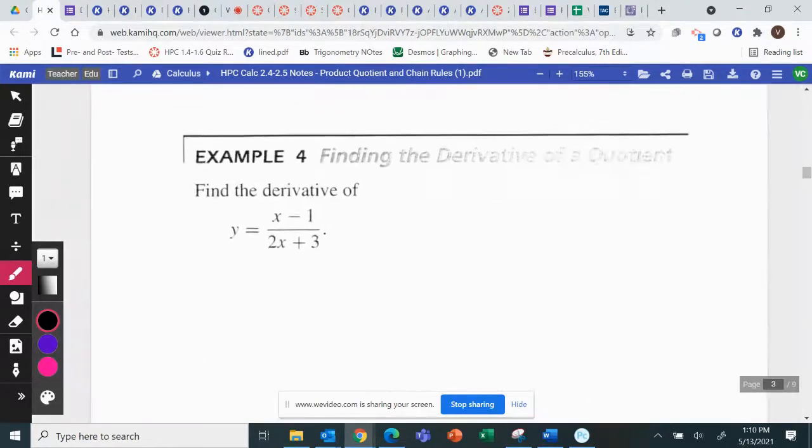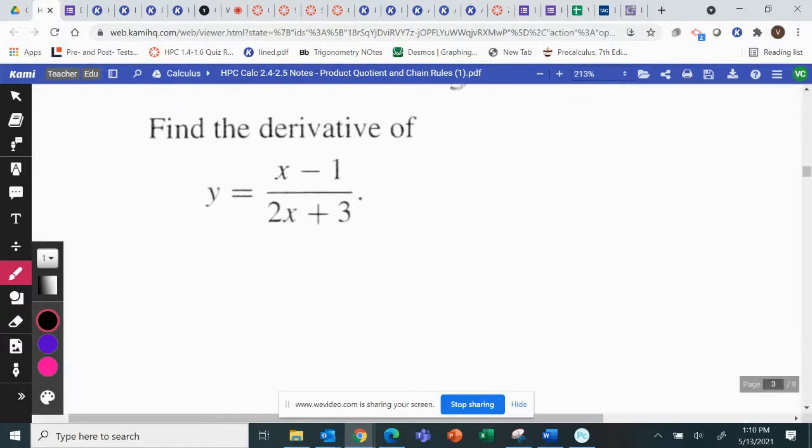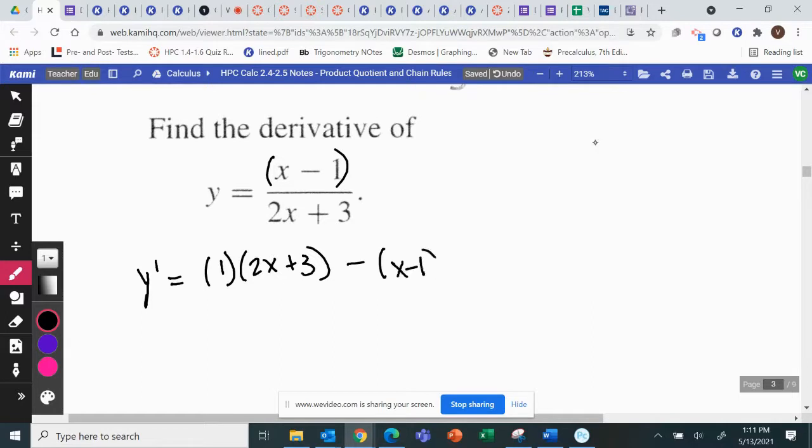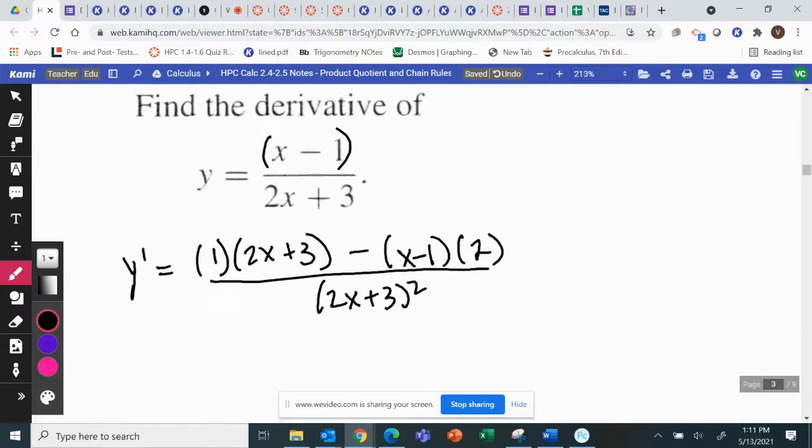So here is an example where we would use the quotient rule. So y prime is equal to, I take the derivative of the top. What is the derivative of x minus 1? 1. Multiply that by 2x plus 3. Subtract the top, x minus 1, multiply by the derivative of 2x plus 3, which is 2. And we take that over 2x plus 3 squared. So I have taken the derivative.